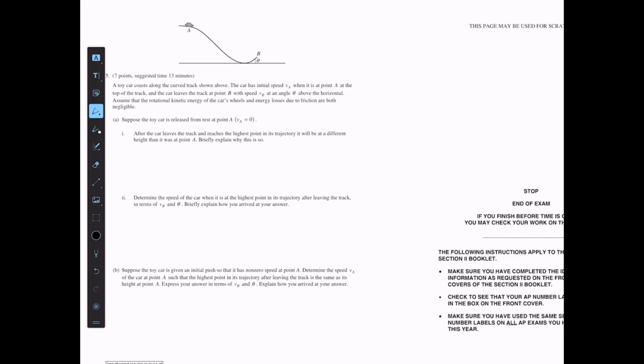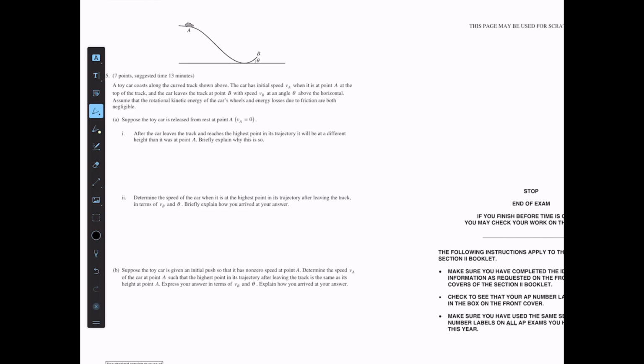So a toy car coasts along the curved track shown above. The car's initial speed is vA when it is at point A at the top of the track, and the car leaves the track at point B with speed vB and angle theta above the horizontal. Assume rotational kinetic energy and friction are negligible. So assume vA is equal to 0. After the car leaves the track and reaches the highest point, its height will be different than its height at point A. Briefly explain why this is so.